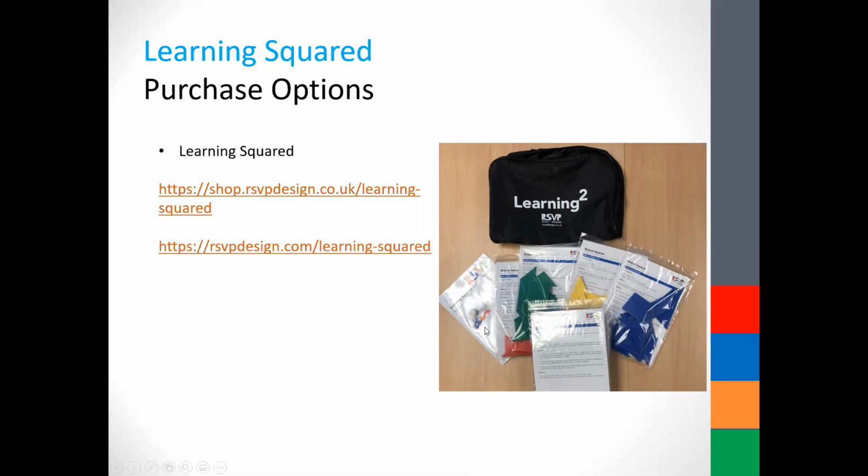Okay. So a question from Candy is, do they come as a pair in one purchase? Yes, absolutely. Learning Squared, as you can see in that picture, that's a picture of the materials for both Broken Square and Hollow Square. So you get enough materials to run both activities, even together, for 16 people.